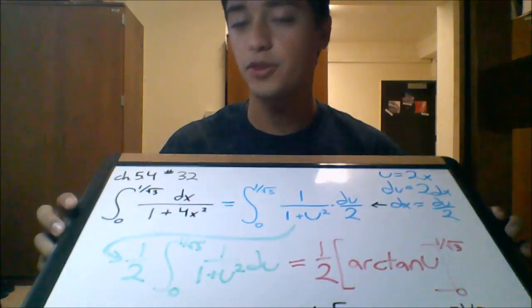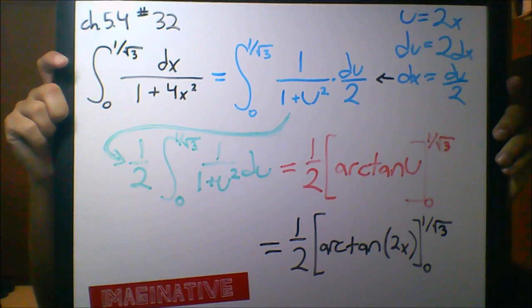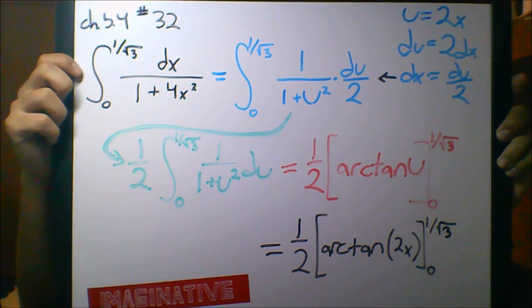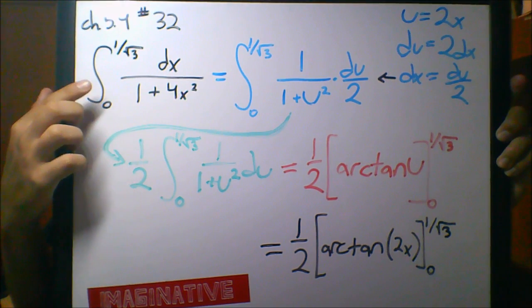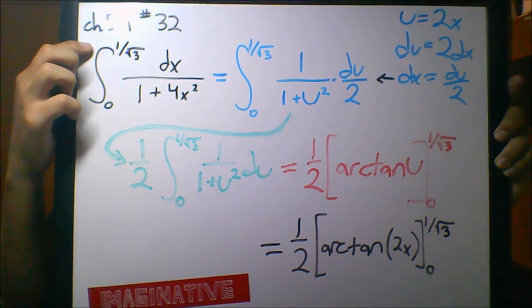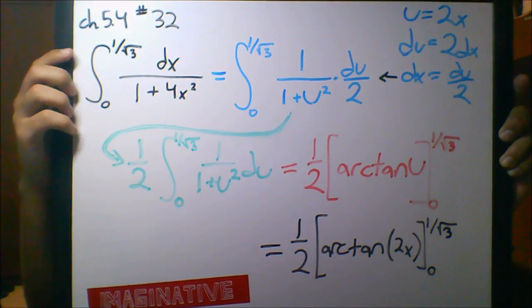First, I'll be going over number 32 from chapter 5.4. So here we have to find the definite integral of dx over 1 plus 4x squared from 0 to 1 over radical 3. So that here in black is the original problem, and we're going to move on to the blue.